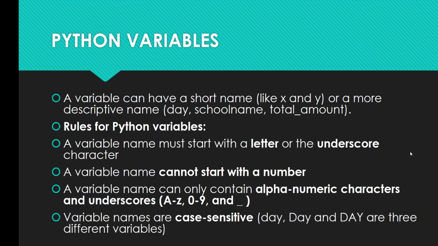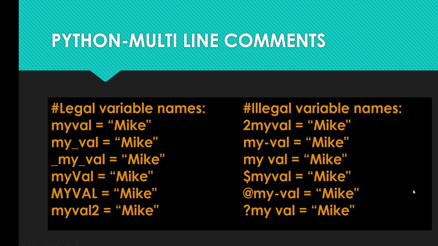The rules for Python variables: there are 4 rules. Number 1, a variable name must start with a letter or the underscore character. Secondly, a variable name cannot start with a number. Thirdly, a variable name can only contain alphanumeric characters and underscores. And finally, variable names are case sensitive. These are examples of both legal and illegal variables in Python. From the legal side, we can see that they followed the Python syntax for creating variables. The illegal variable names didn't follow it: they started with numbers or included symbols, or left a space between characters.